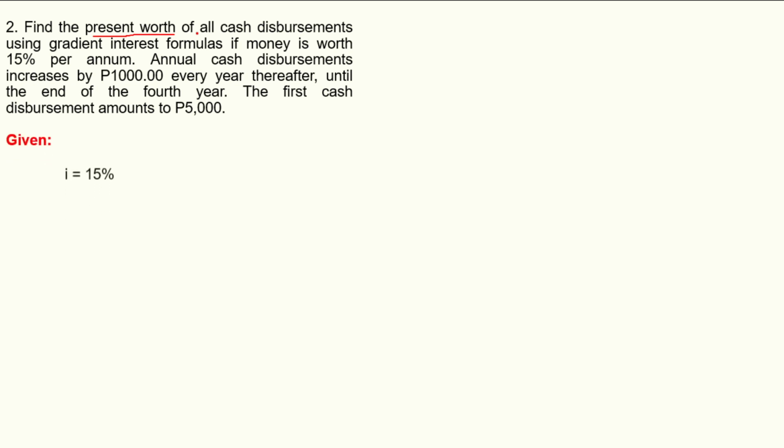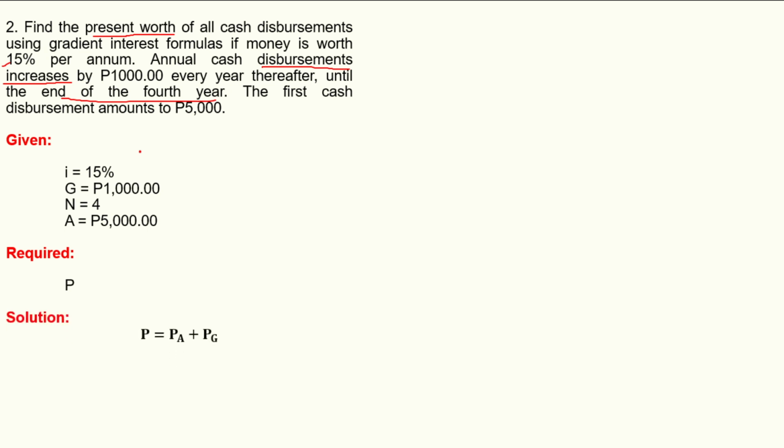So, given natin, we have I of 15%. Annual cash disbursement increases. Kapag may nabasa kayong increases or decreases, automatic yan yung G natin. So, 1,000 yan. Then, N natin ay 4 kasi end of the 4th year. The first cash disbursement amount to 5,000, so yung A natin ay equal to 5,000. So, required, find the present worth.